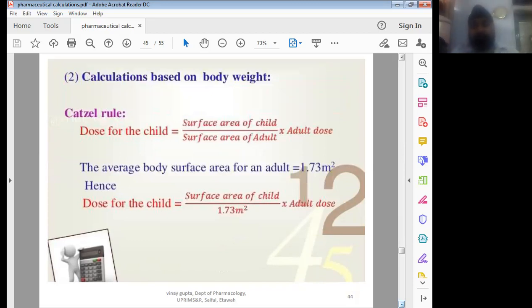Then one more calculation is also there, by which you can calculate the dose of the drug based on the surface area of the body. This formula is based on the Catchell rule, where the dose of the child is equal to the surface area of the child divided by the surface area of the adult, whole multiplied with adult dose. The surface area of an adult is 1.73 meter square. This is for a young person having a weight of 60 kg.